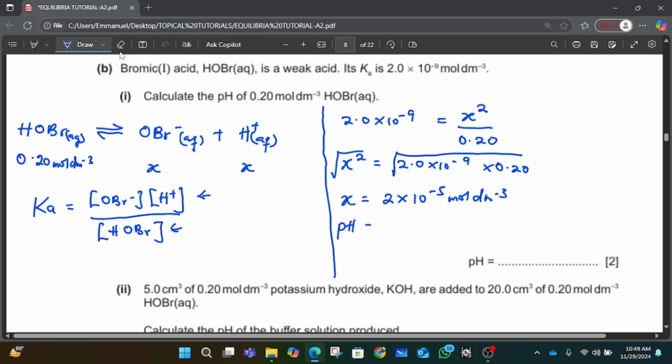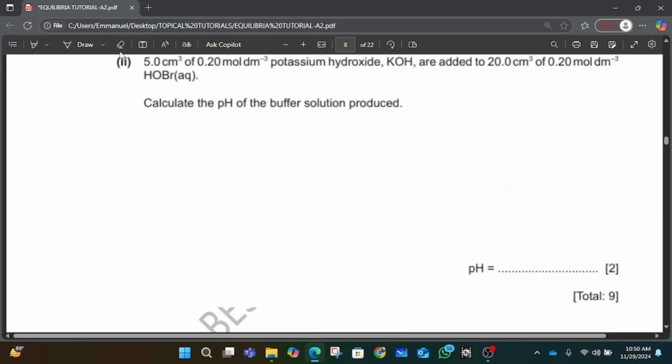pH is given as negative log of H plus ion concentration. And notice that the H plus ion concentration is the same as X. And so since we know the value for X, we just substitute that into this equation. So we have negative log 2 times 10 power minus 5. And so our pH is 4.7.